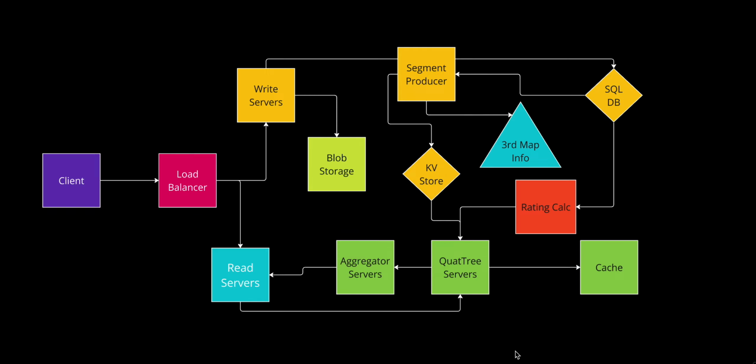In terms of how adding places will work, write requests are routed to the right servers. The write servers update relational databases for structured data and blob storage for the images. In terms of making segments, the segment producer periodically updates segments using third-party map APIs like the Google Maps API, for example. What should we talk about next?